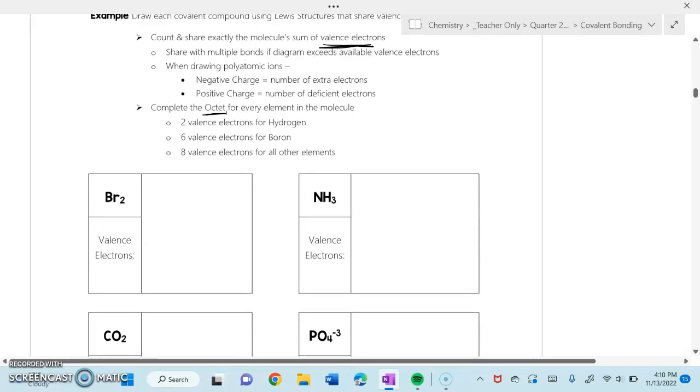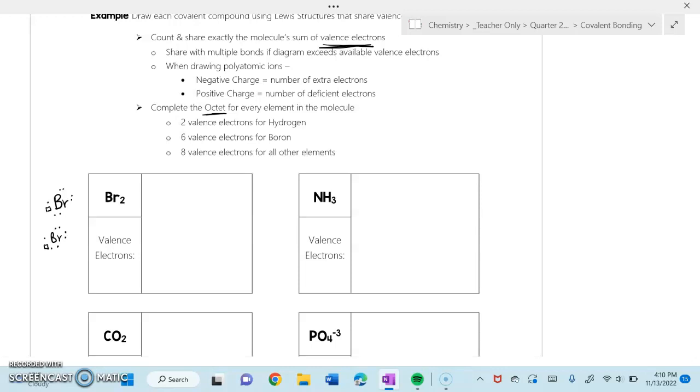So let's do an example of this with bromine, Br2. First, we want to count and share exactly the molecule's sum of valence electrons. What we mean by this is that each bromine, if you remember when we were drawing Lewis structures, brings 7 electrons to the table, right? And in our ionic compounds, we would transfer these, but you'll notice both of these need to gain an electron, right? And we'll notice that on all of these because they're all nonmetals. So transfer is not going to work anymore. That's why these are a different type of bonds.